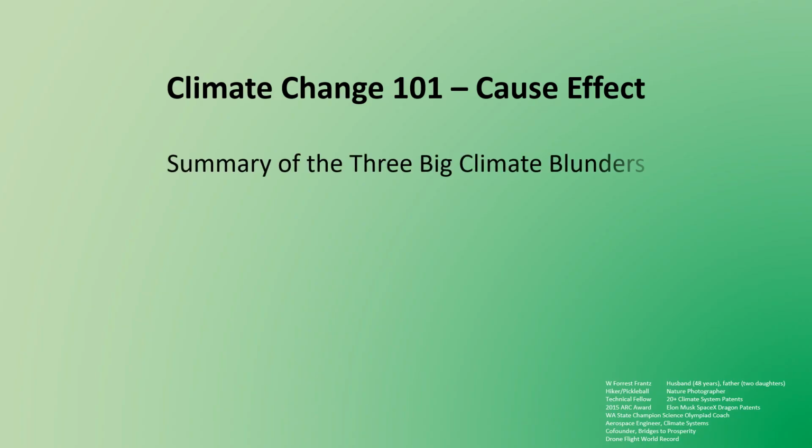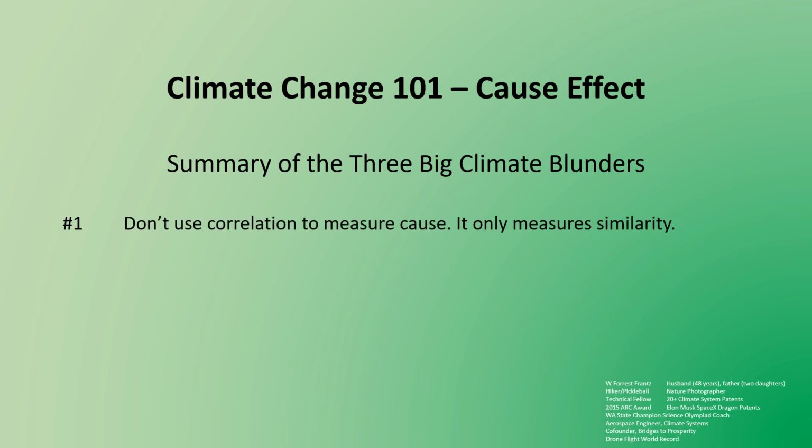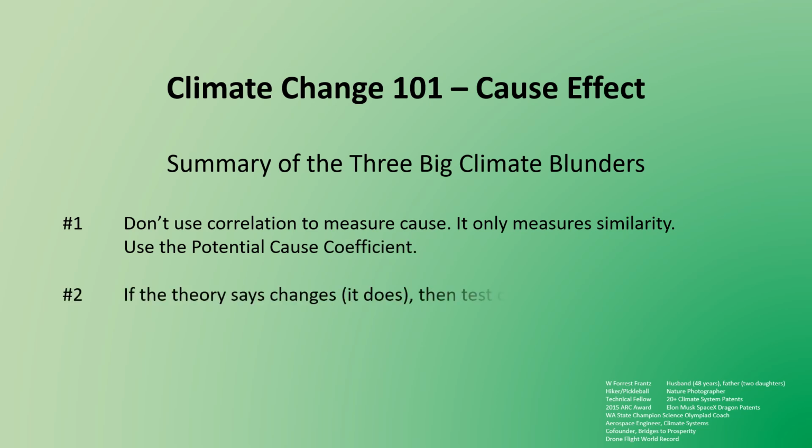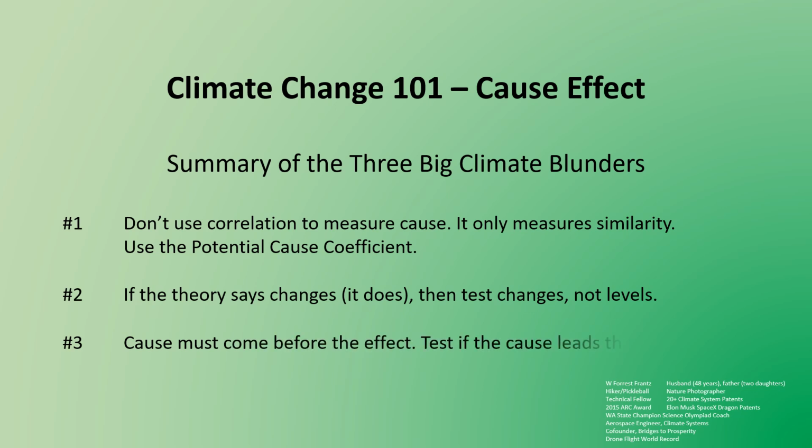Let's summarize. 1. Don't use correlation to measure cause. It only measures similarity, like the similarity between you and a sibling. But for cause, use a potential cause coefficient. 2. If a theory says change, and it does, then test changes, not levels. 3. Cause must come before the effect. Test if the cause leads the effect.